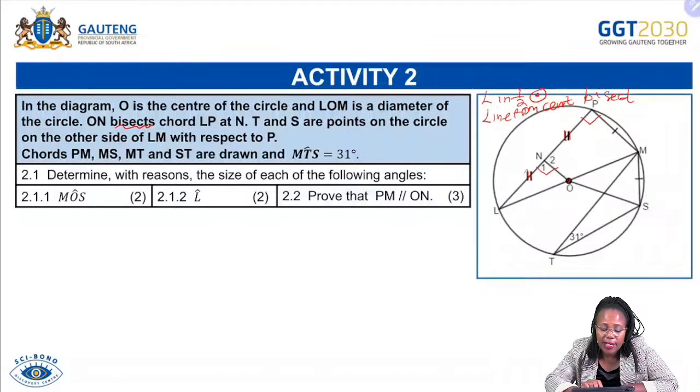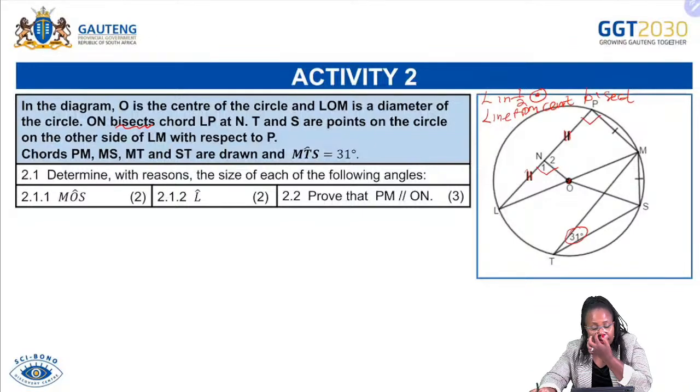And then T and S are points on the circle. They are just points on the circle. And then on the other side of LM with respect to P, that is just information. It is not giving us anything. And then the chords PM, MS, MT, and ST are drawn. Those are just chords.